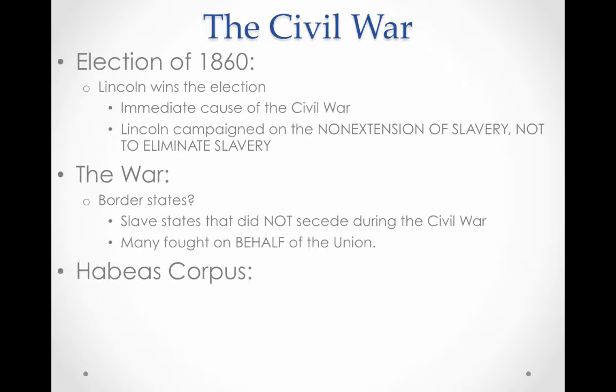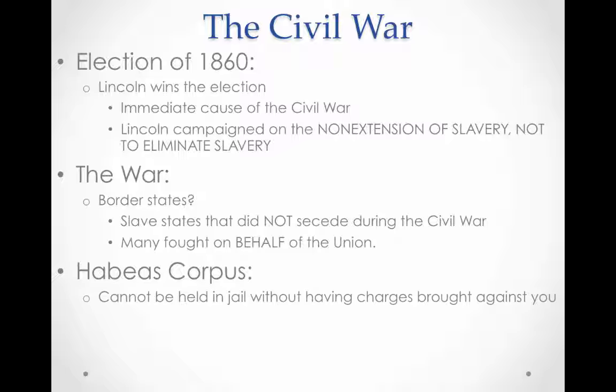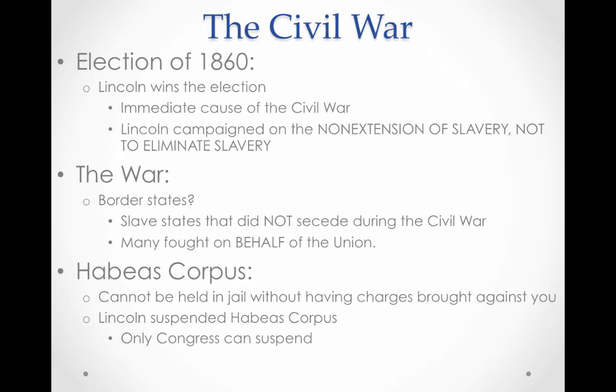So habeas corpus, something that is guaranteed to us, or a kind of a theory within the Constitution. And what this was, it states that people cannot be held in jail without having charges brought against you. During the Civil War, Lincoln actually suspended this, and it was very controversial because he saw this as a time of rebellion, that he needed extraordinary powers as the president. But really, only Congress can suspend this. So this was, again, Lincoln had the power, kind of gave himself the power to prevent people from going to trial in a rapid manner.